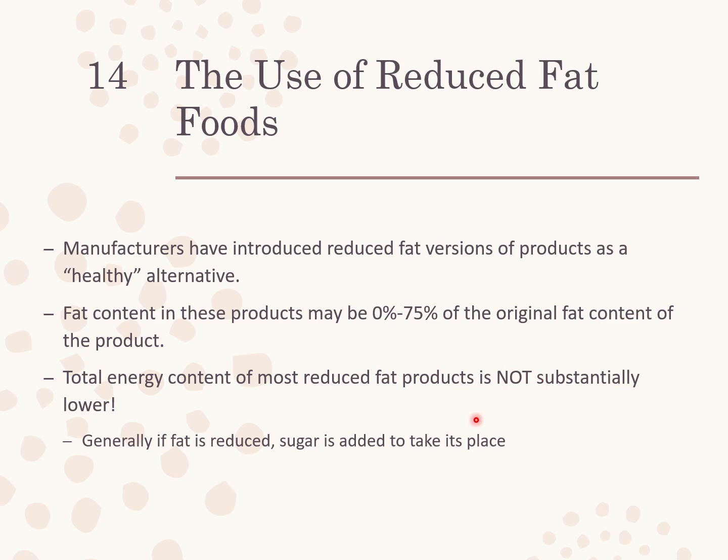Okay. But the tricky part when we think about these reduced fat foods is a lot of times the energy content of that product isn't substantially lower. Okay. So generally if fat is reduced, we put sugar in its place in order to substitute for that. So that can be problematic when we think about total amount of calories in versus calories out. So let's take a look at this. I've got an example here on the next slide of what the nutrients might look like in a reduced fat versus a regular fat version.